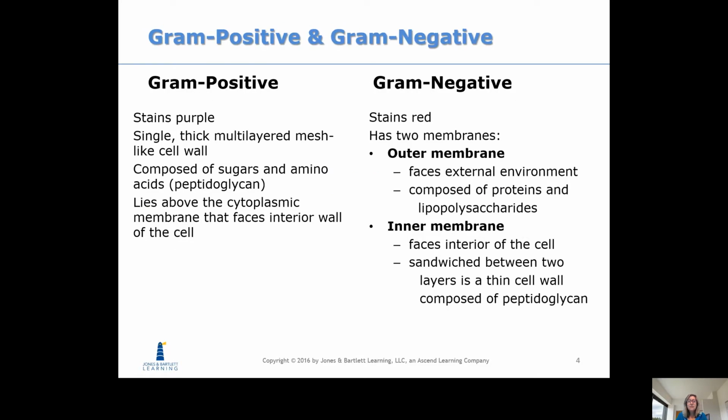So gram-positive bacteria stain purple. They have a single, thick, multi-layered mesh-like cell wall. So they have one cell wall. It's composed of sugars and amino acids, and it lies above the cytoplasmic membrane that faces the interior of the cell. Your gram-negative stains red, and it has two membranes.